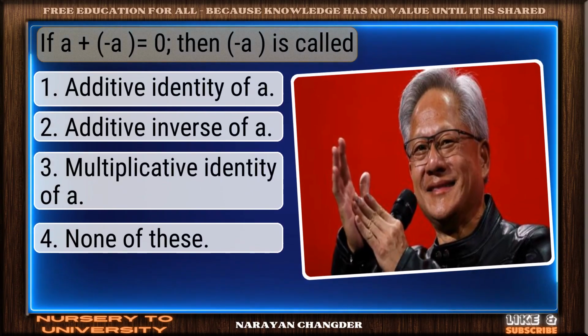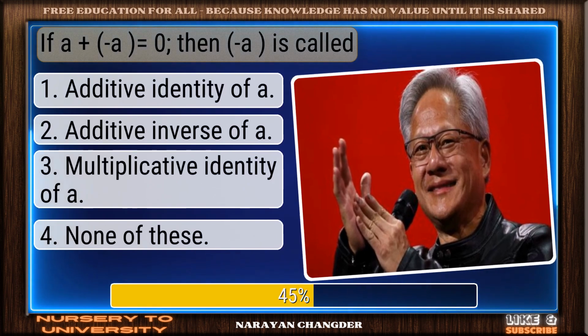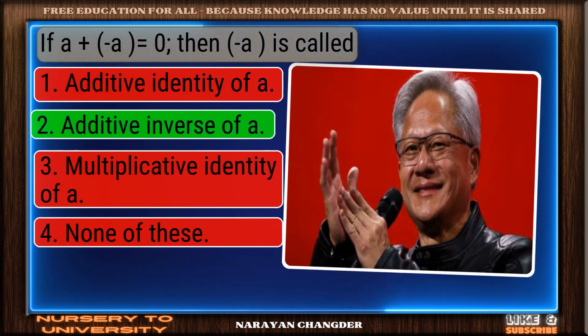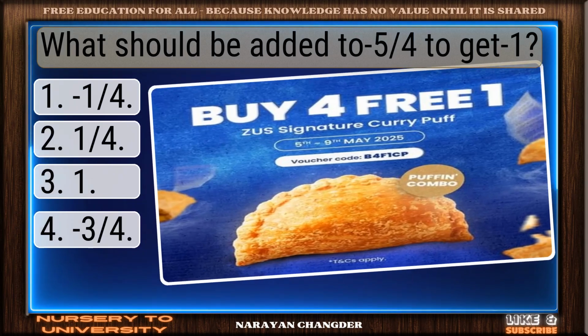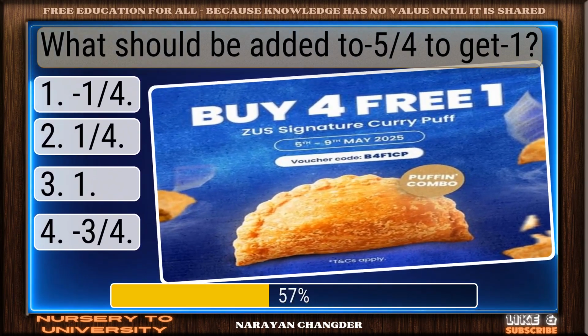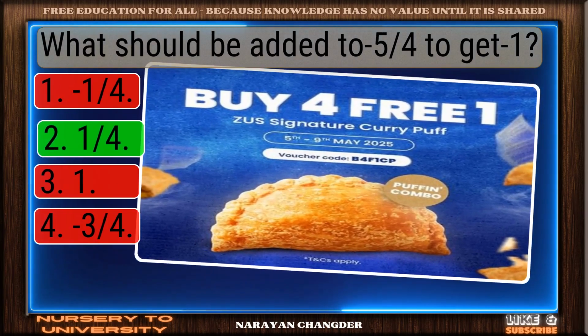Question number 60. If a plus something is equal to 0, then it is called? Well done. Additive inverse of a is the right choice. Question number 61. What should be added to 5/4 to get 1? You're right. 1/4 is the correct answer.